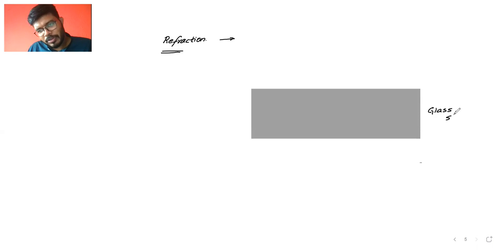If you have any doubt, just let me know. The rarer medium, denser medium: optically rarer, optically denser. What is optically rarer, optically denser? Sir, in an optically rarer medium, light can travel faster and it bends away from the normal, whereas in an optically denser medium, light passes slowly and comes towards the normal. Sir, I don't know what a glass slab is. I understand, don't worry.